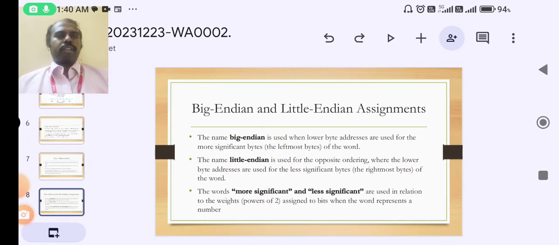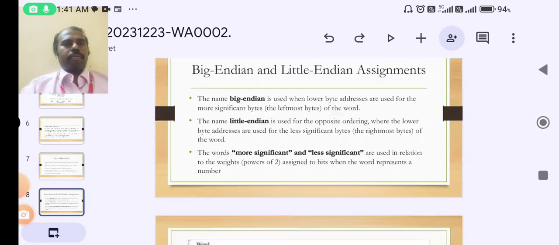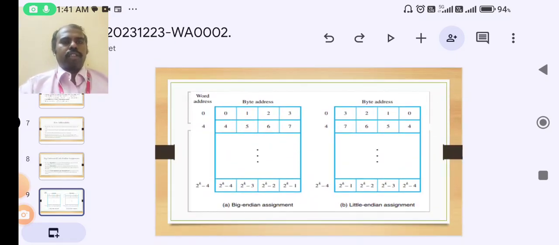Bytes can be generally represented in big endian or little endian format. In big endian, the lower byte addresses are used for the more significant bytes, or left-hand bytes, of the word. For example, if you notice the left side diagram, the value starts from 0 and goes higher from the left side to the right side. So the big endian mode always starts from the left side.